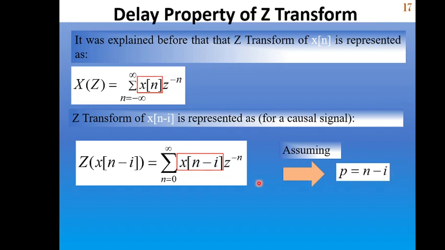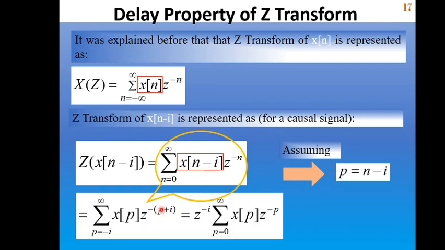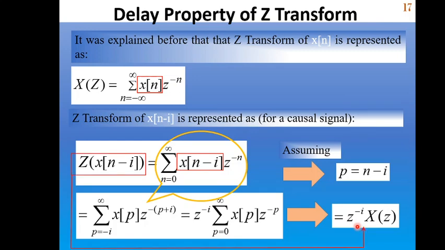Putting P in this equation, the equation can be written in this form. Taking G to the power minus I outside of the summation sign and with further simplification, the G transform of this time delayed signal by I samples becomes G to the power minus I times x of G, where x of G is the G transform of x of n.